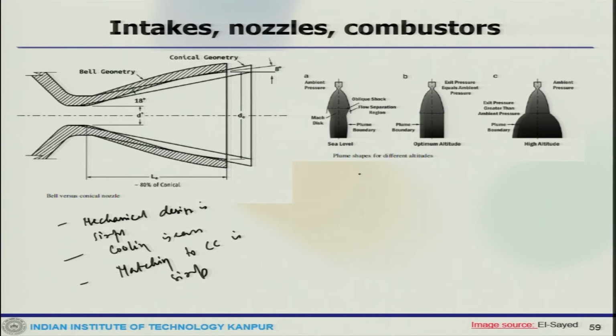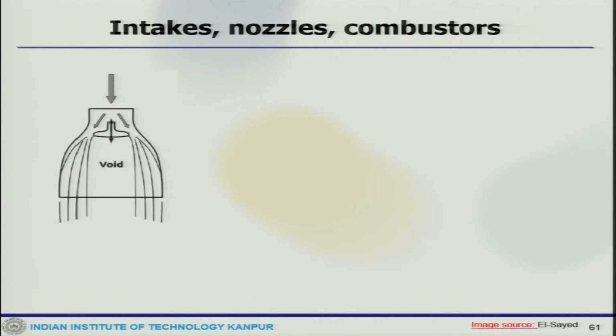Now, another could be the annular type, and annular nozzles also could have a radial outflow nozzle or a radial inflow nozzle. Now, a radial outflow nozzle is, so this is what the radial outflow kind of nozzle.